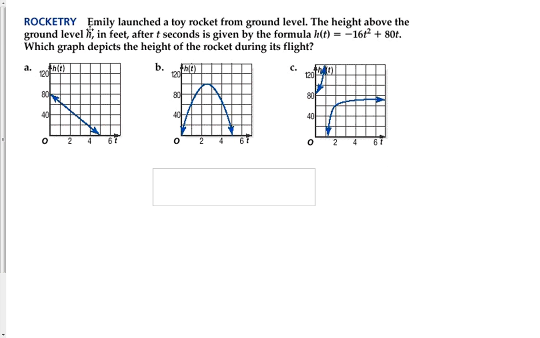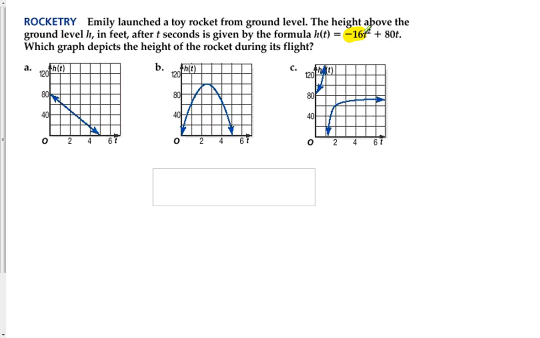Next problem, we're looking at Emily, who launched a toy rocket from the ground. The height above the ground level h in feet after t seconds is given by this formula here. Which graph depicts the height of the rocket during flight?